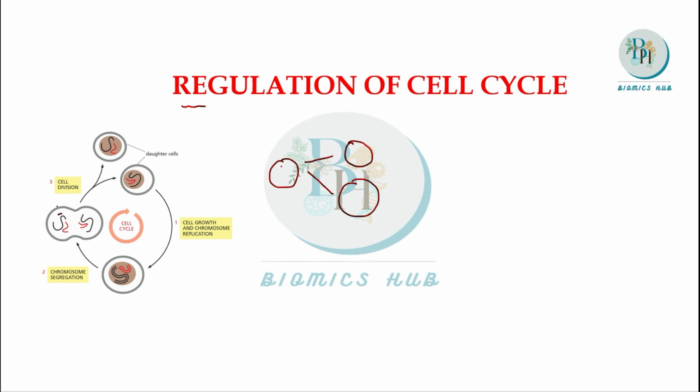Like, in the cell, what is present? There are different types of cell organelles, as well as the genetic material in the form of DNA. So this needs to duplicate itself before it divides into two daughter cells. Only then can it be transferred into the daughter cell.